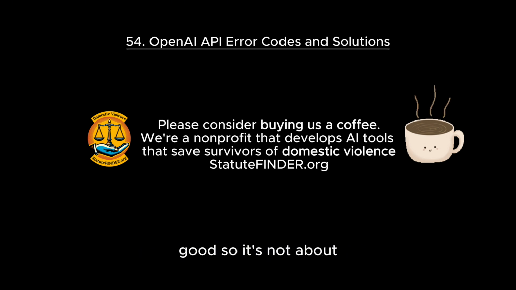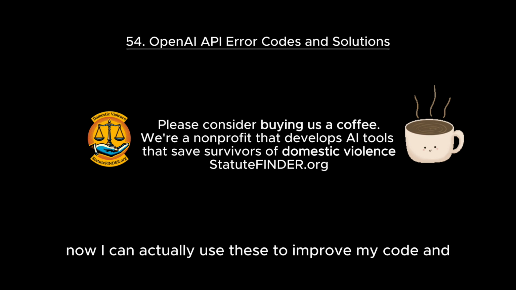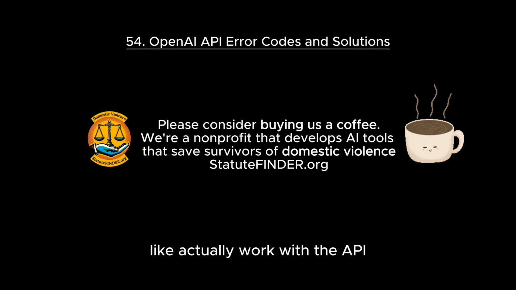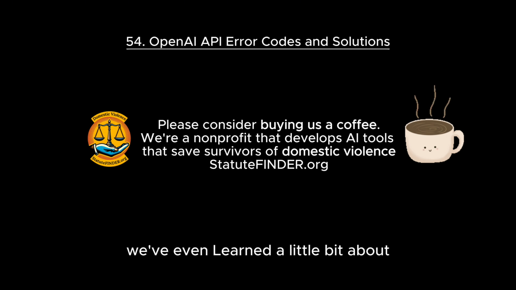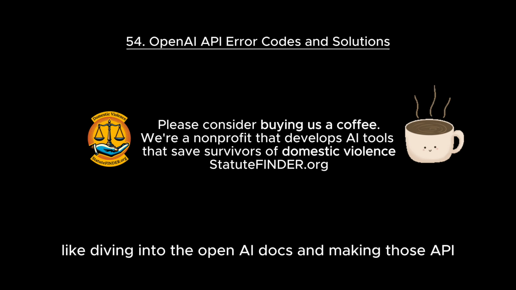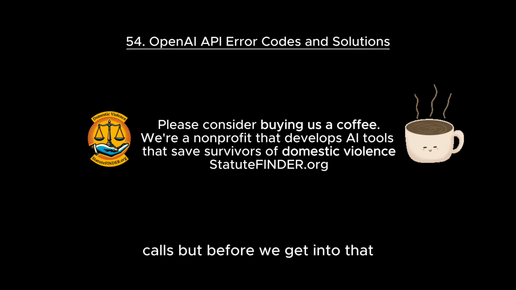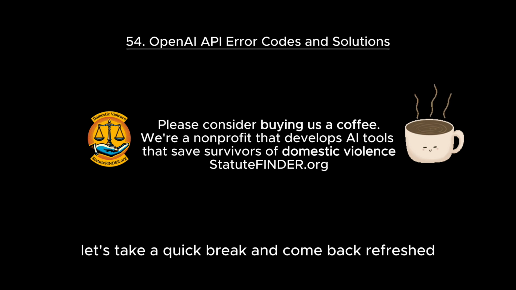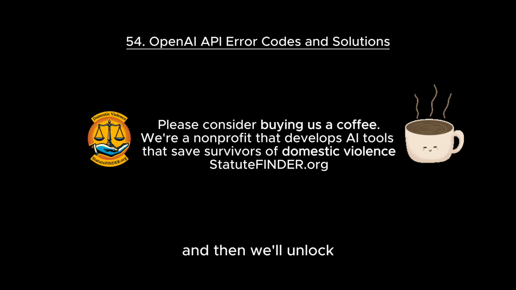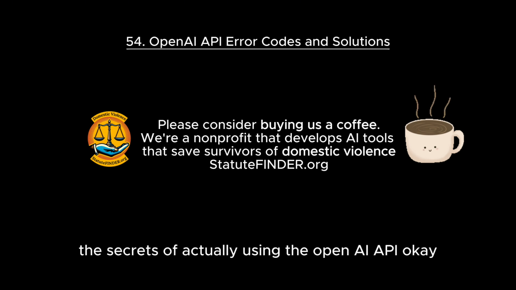Good. So it's not about being intimidated by the error messages. It's like, oh, okay, now I can actually use these to improve my code and actually work with the API. Yeah, exactly. They're your friend. Okay, so we've demystified error codes. We've even learned a little bit about how to handle them in our code. Now I feel a lot more confident about diving into the OpenAI docs and making those API calls. But before we get into that, let's take a quick break and come back refreshed. And then we'll unlock the secrets of actually using the OpenAI API.